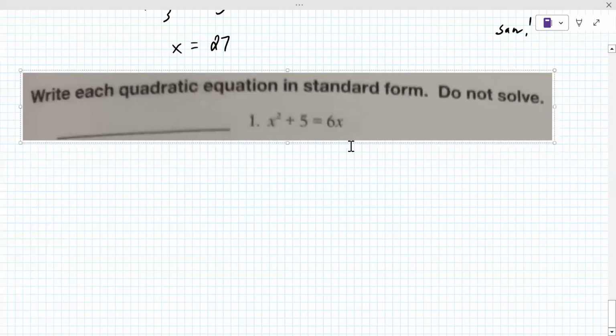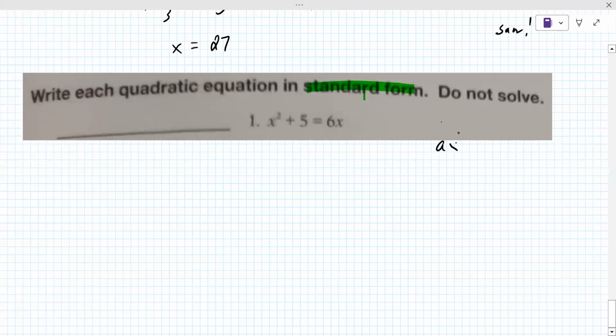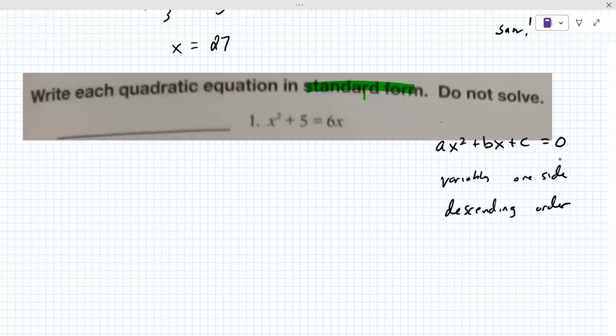All right, so here's the first problem I'm seeing. We're writing each equation in what's called standard form. Standard form means that all the variables are on one side, zeros on the other, and they're in descending order. Do you know what I mean by descending order? The exponents, 2 to 1 to 0, so biggest to smallest. Ascending is the other way.